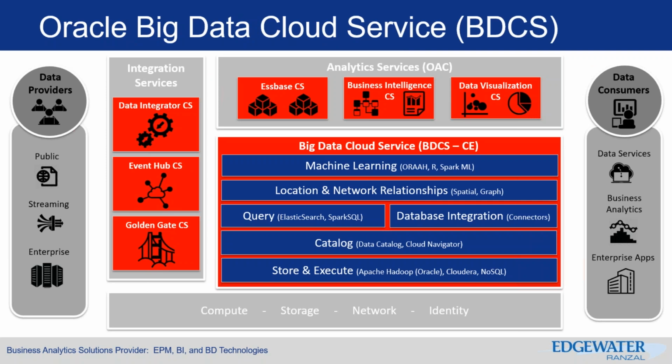Oracle's answer to these challenges is their infrastructure as a service that provides foundational services for their platform as a service offerings. So that includes everything from data integration services to allow data providers to get data into and extract data from their data sources, from public, streaming, and enterprise data sources, and bring that data into a big data cloud service where they can take advantage of the distributed processing, machine learning, and Spark engine for Spark querying, as well as execution processes. On top of that sits the analytics services, or Oracle Analytics Cloud, which has three main components: Essbase cloud service, business intelligence cloud service, and data visualization cloud service. Today, we will be showcasing Data Visualization Cloud Service.